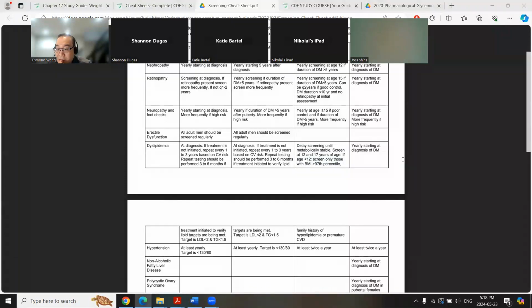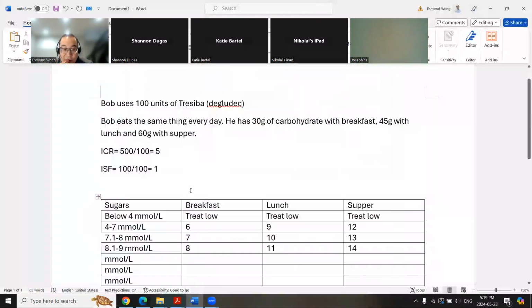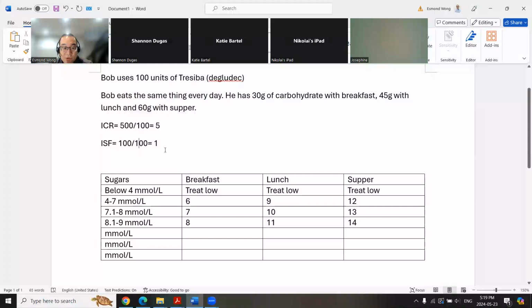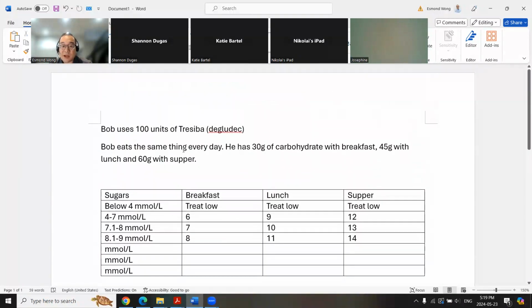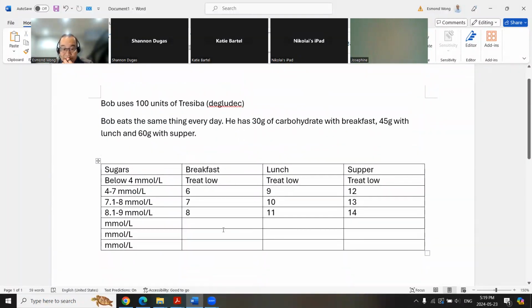Okay. Cindy, are there any methods for making an insulin sliding scale? If a patient brings a sliding scale from a doctor, can we calculate the ICR and ISF backwards? You can. So let me show you how to do that. Let's say Bob comes to you with this. From this, you know that at 4 to 7, he takes 6 units for 30 grams of carbohydrate. So then you can calculate that his ICR is 5.